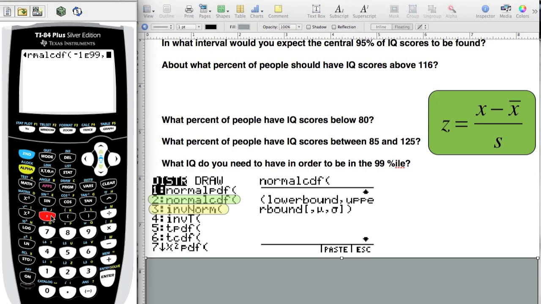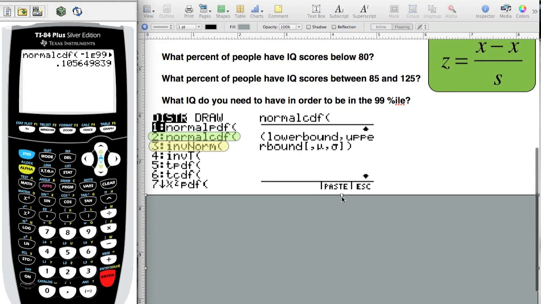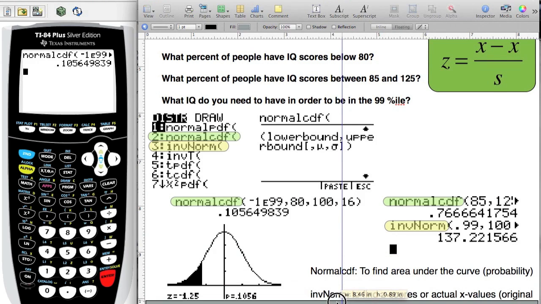So comma. The upper bound, well, I want to go all the way up to 80. And then my mean, which is 100. And my standard deviation at 16. Double check you typed your numbers in right. That's negative infinity to 80 at 100 and 16. Close my parentheses, and then I will hit enter. And it will return back to me the area under the curve. So just a little over 10.5%. If we look at that, we've got that down here. I even included a picture of the curve.